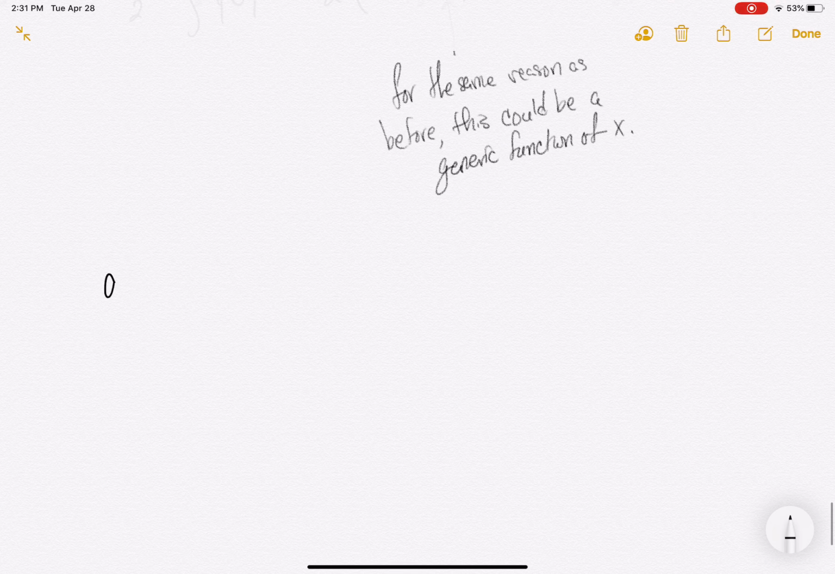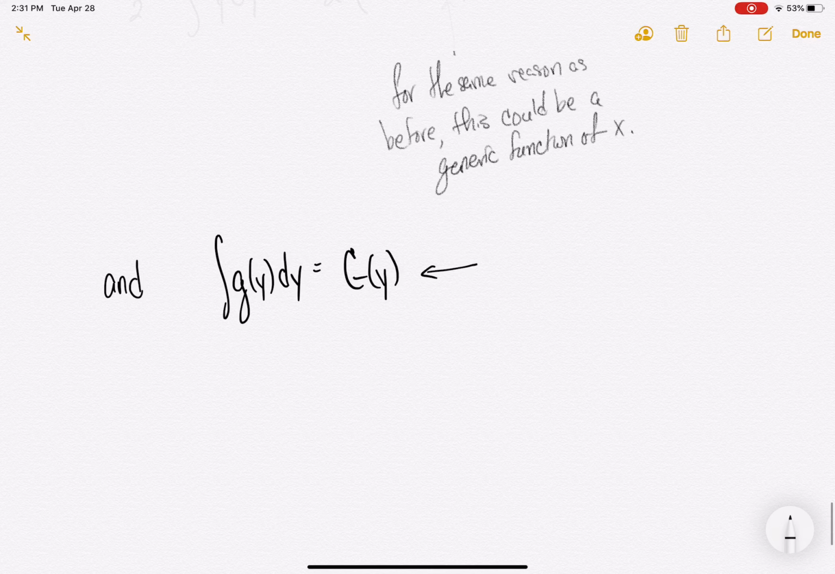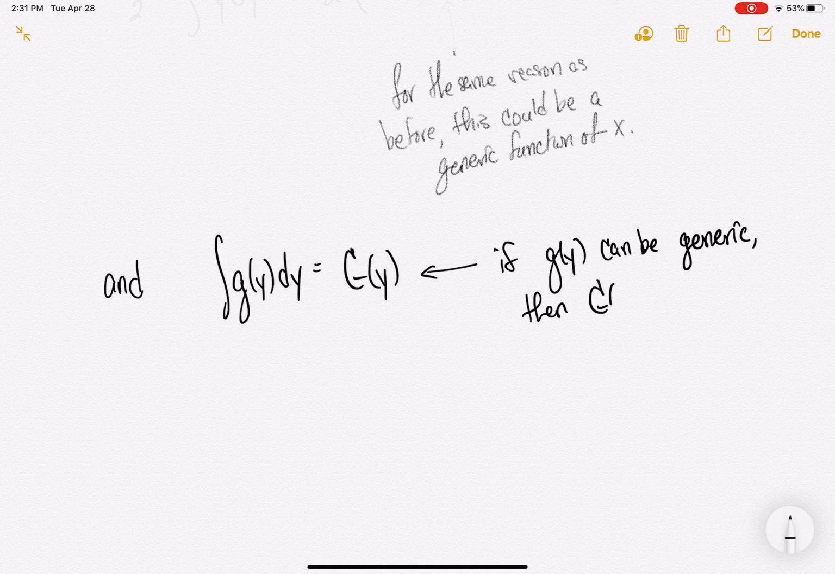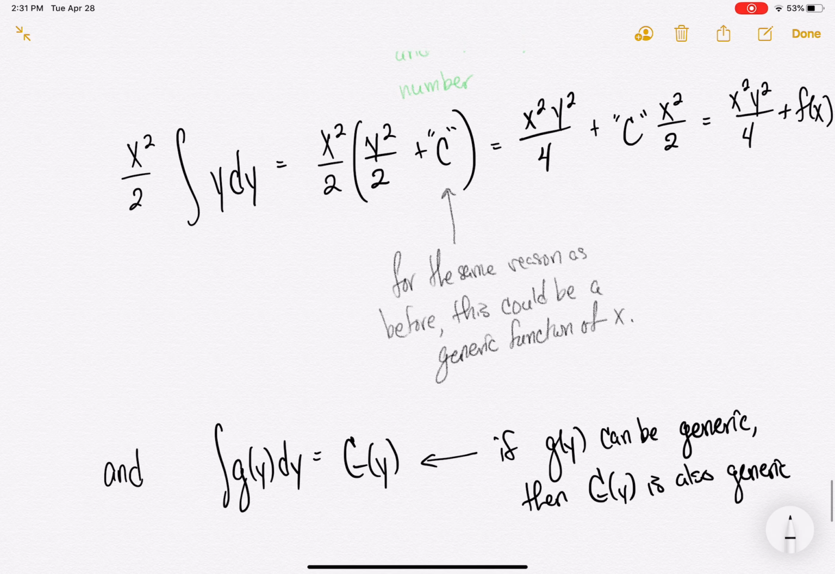And the integral of g of y dy is just, I'll just call it capital G of y. If g of y can be generic, then capital G of y is also generic. It's just some arbitrary function. So there you go.